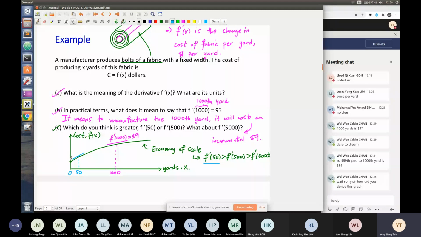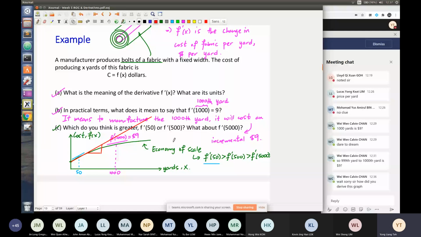So we can expect that the cost is going to increase, but it wouldn't logically increase linearly. Because if it increases linearly, it represents that every one additional yard you make, the cost is going to increase by the same amount. That's not quite correct because usually there is this economy of scale. You sell more or you manufacture more, and your cost per unit is actually smaller.